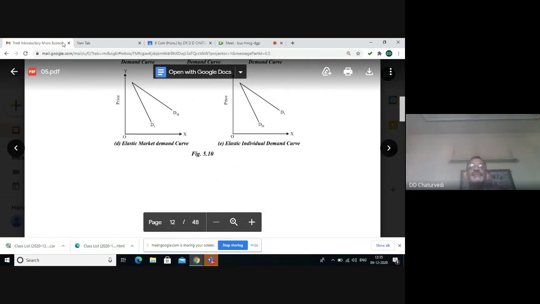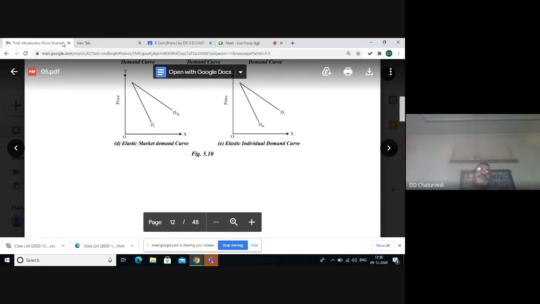In both the cases, we have shown individual and market demand curve. Generally, the market demand curve is more elastic than the individual demand curve, because the market demand curve is obtained by horizontal summation of individual demand curves. So the individual demand curve may be inelastic. That means individually consumers may not be much concerned about the variations in the price, but the total market demand is responsive to the changes in the price of the commodity.